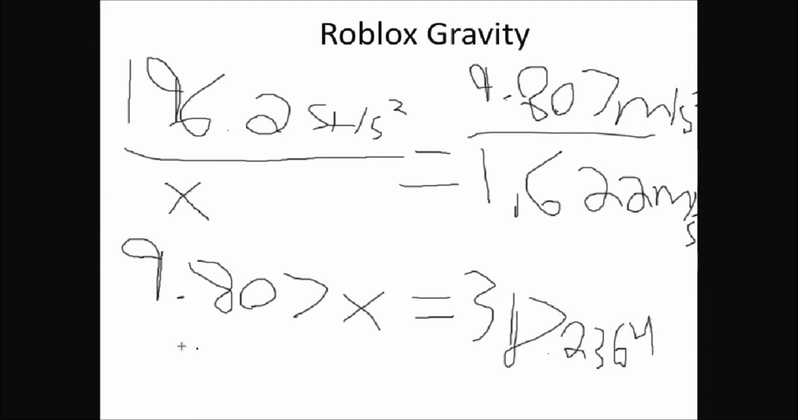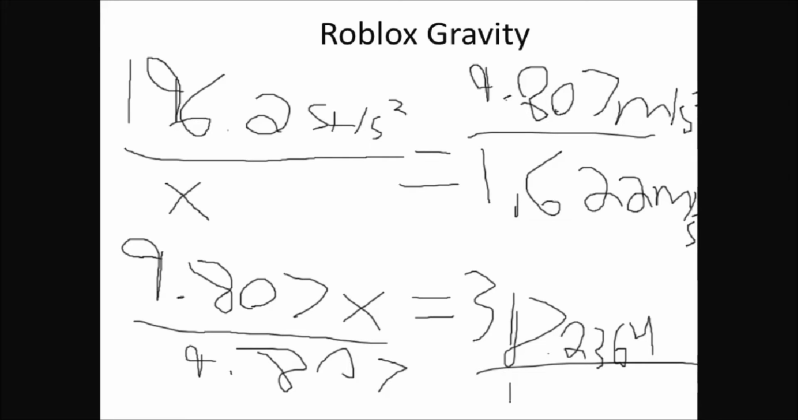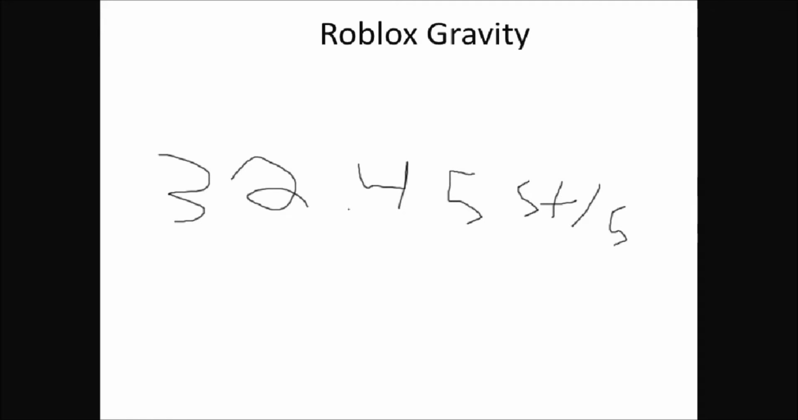Then, if you've ever done algebra before, you know to get x by itself, we have to divide both sides by this number. So, if we divide by that number on both sides, we will get that x equals 32.4499. So basically 32.45 studs per second squared.